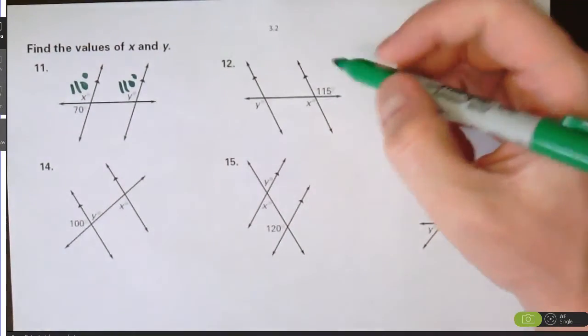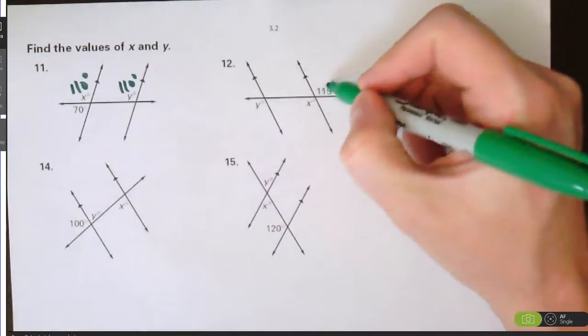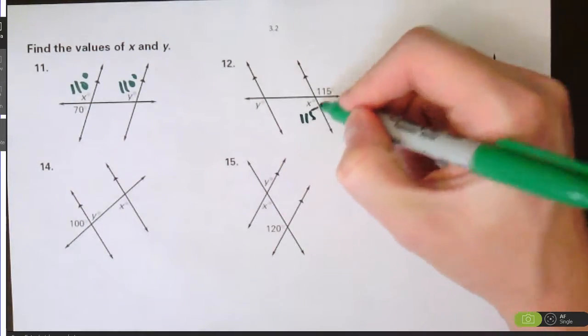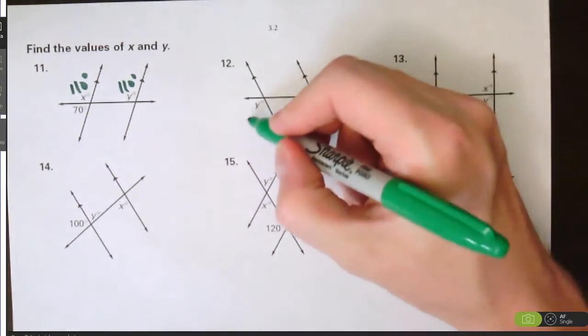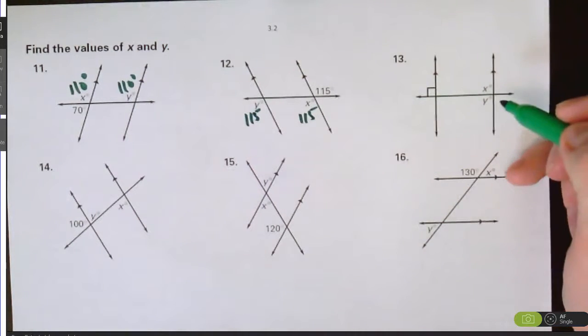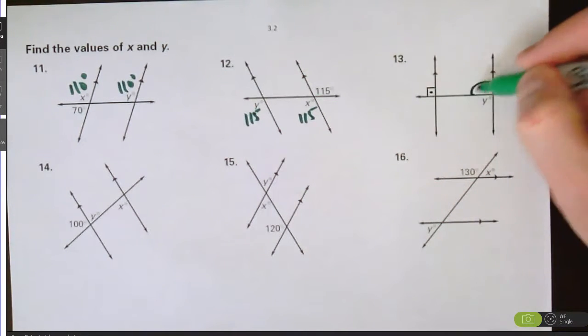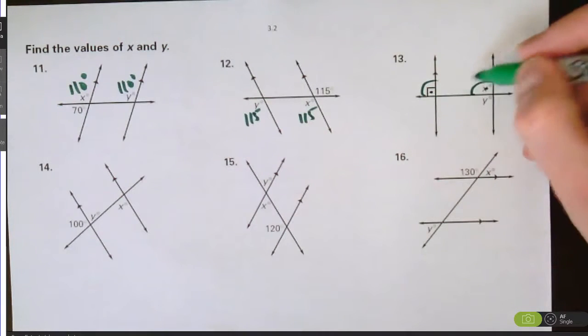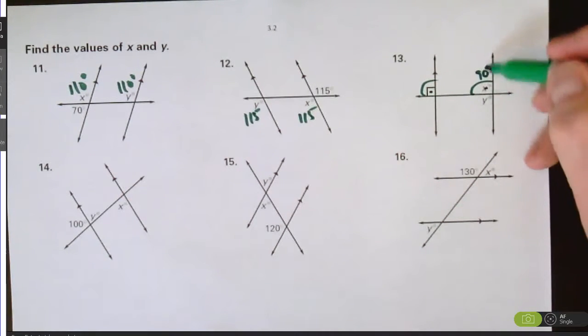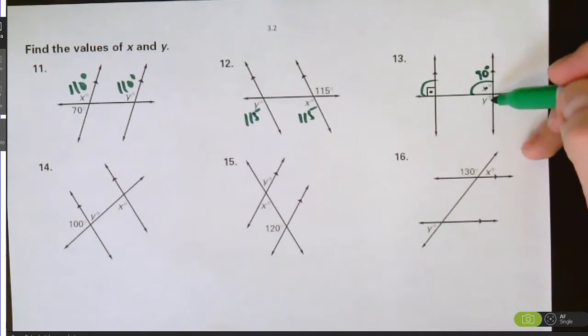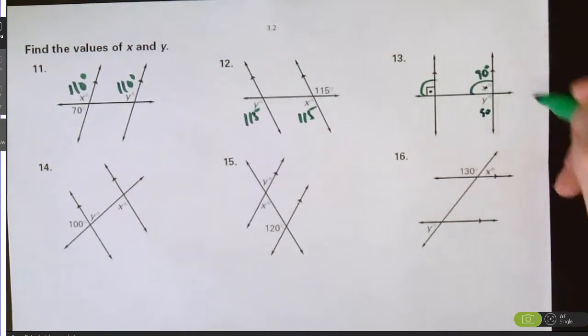Okay. Number 12, X and 115 are vertical angles, actually, so this is 115. And then X and Y again are corresponding, so they're also congruent, 115. Number 13, this guy and this guy are corresponding, so they're going to be congruent. So if he's a right angle, he's a right angle, so he's 90. And these form a linear pair, so they have to also be congruent, so they're 90.